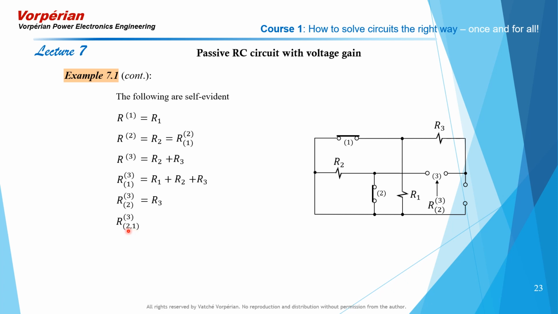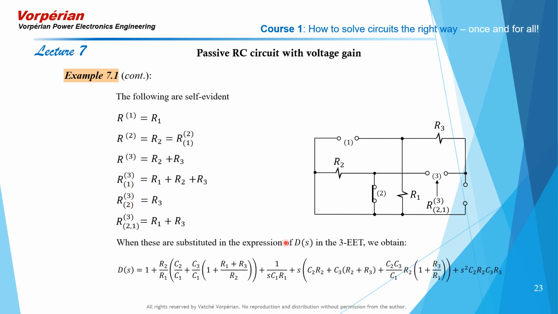The reference state of port 2 was a short, so its opposite state is an open, and the reference state of port 1 is a short, so therefore its opposite state is an open. So we're going to open this and short this to determine R321. And there you go. Here we see that R2 is shorted out, and looking into port 3 with 1 open, we get R1 plus R3. And this completes all the necessary driving point resistances for the determination of the denominator, D of S, given by the 3 extra element theorem.